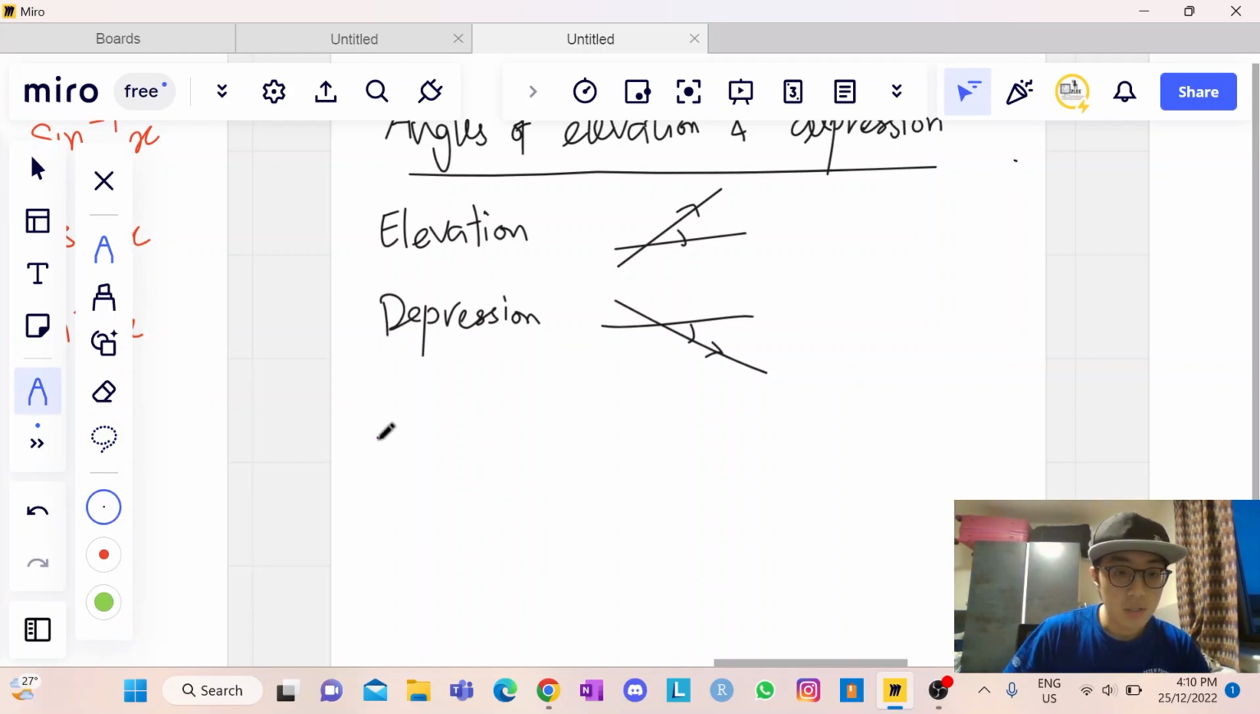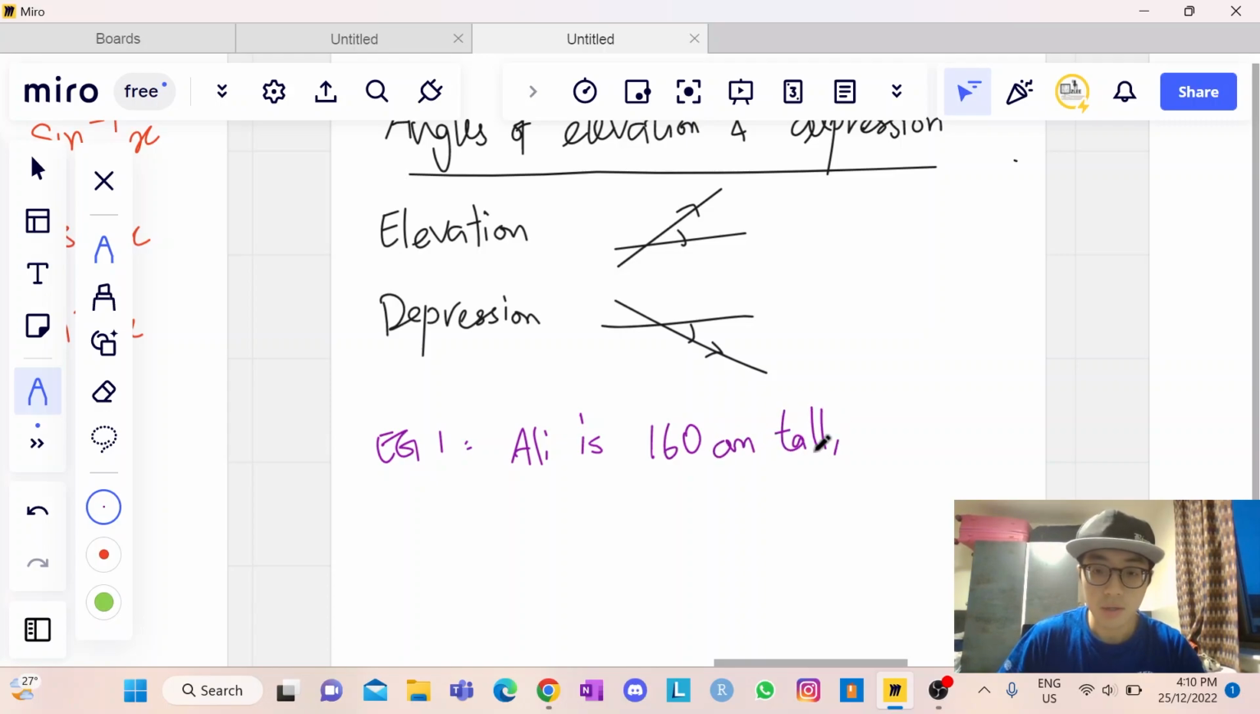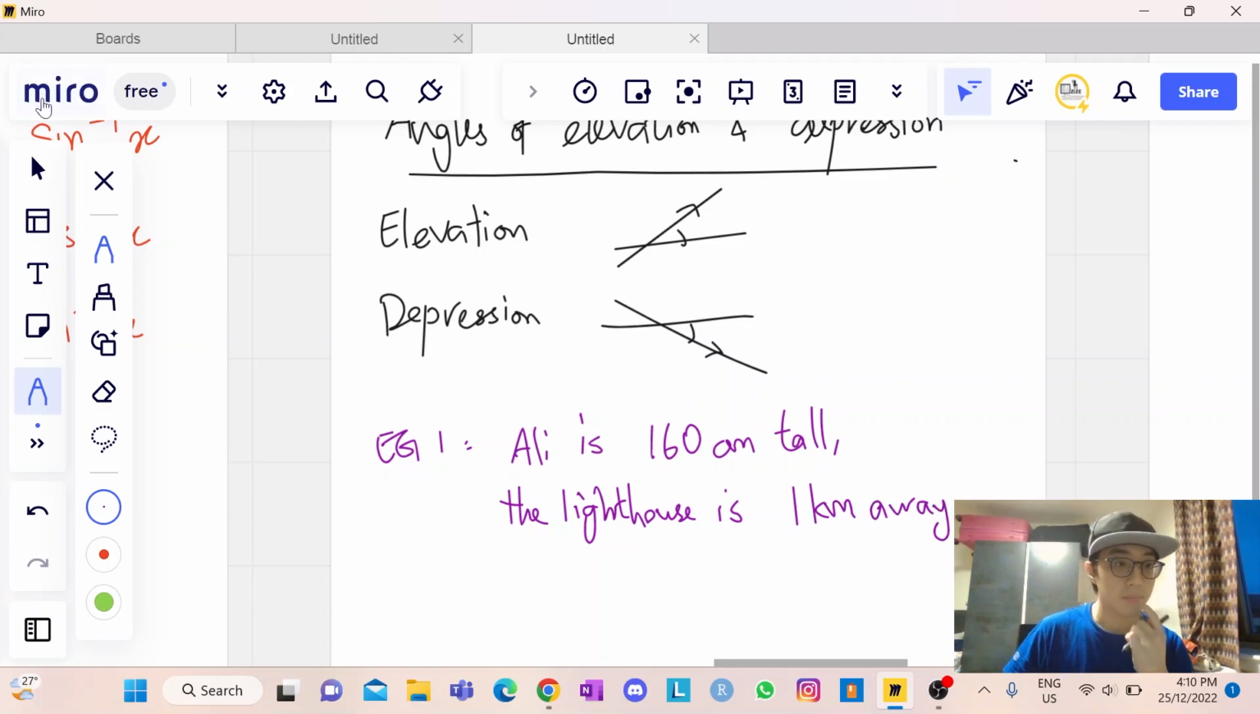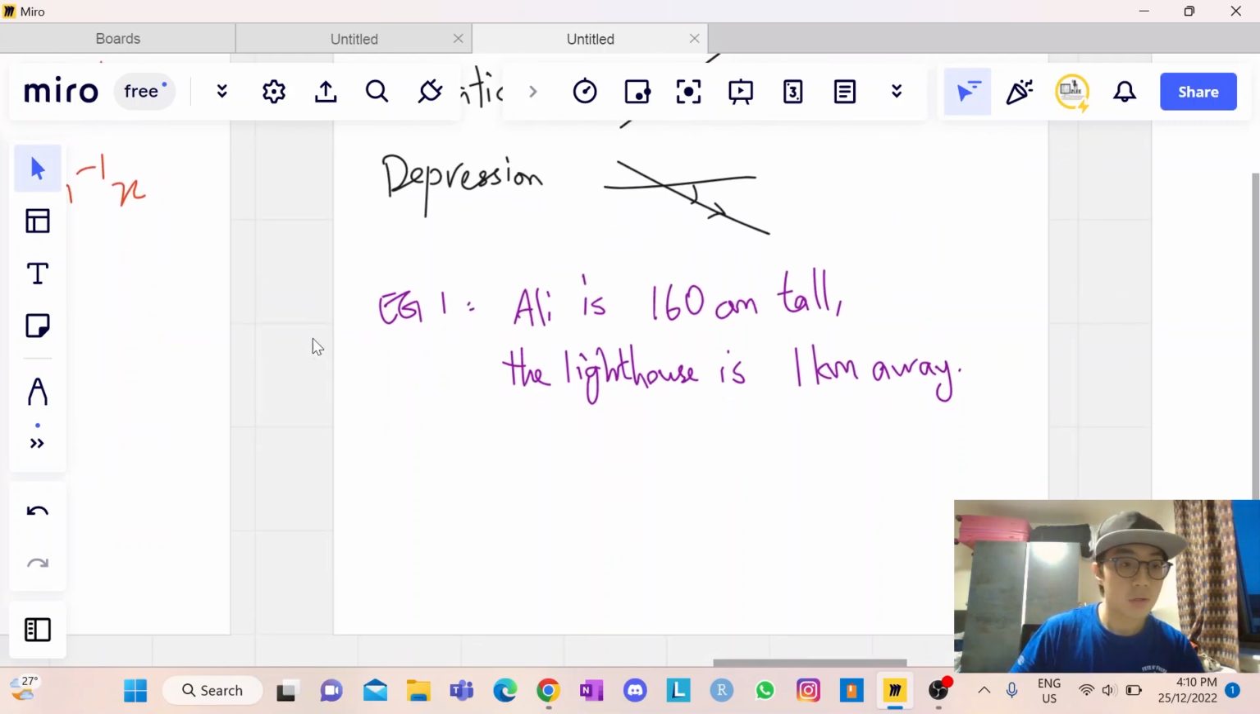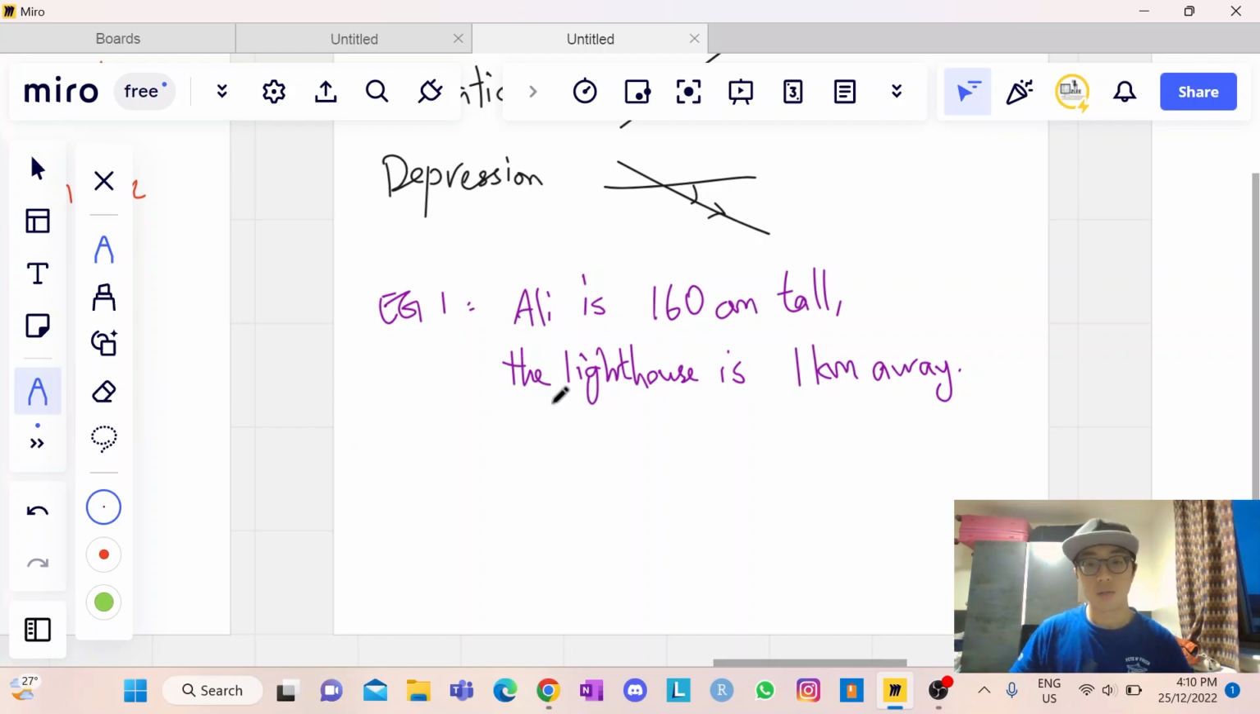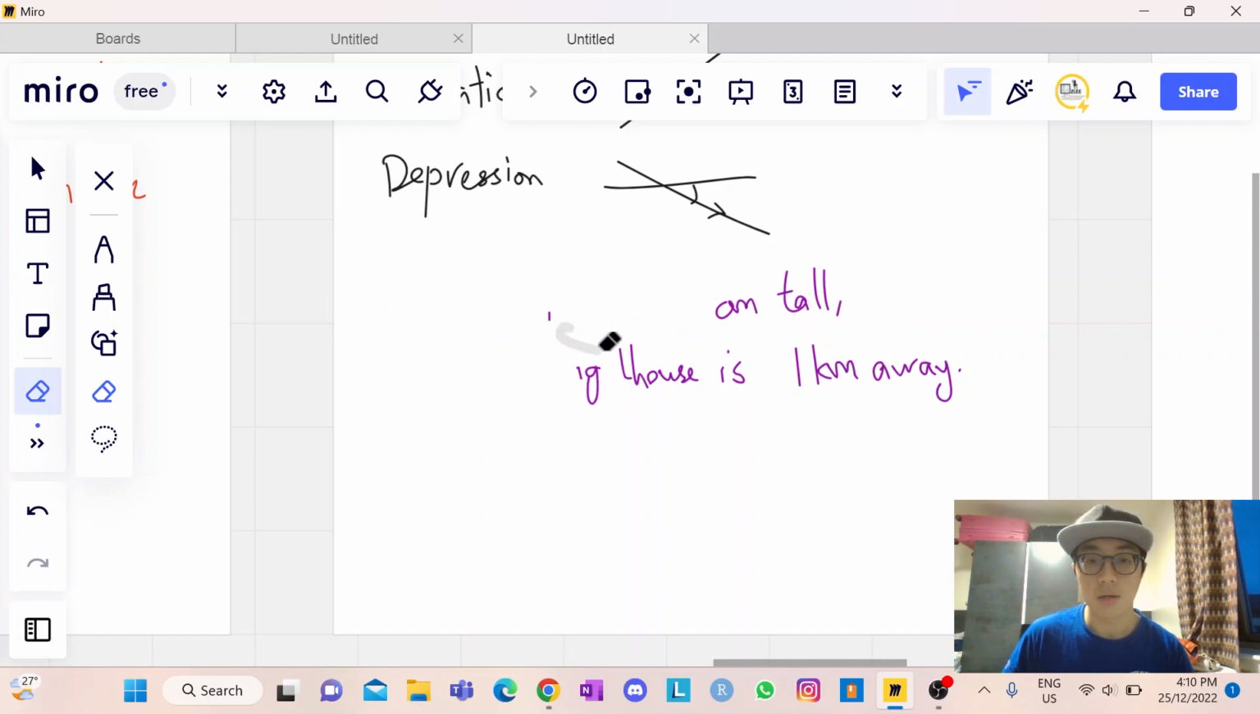Example 1. Ali is 160 cm tall. The lighthouse is 1 km away. Then, there's really not enough space here, isn't it? So I'm going to transfer everything to the next slide. Just a little while, let me erase all this.